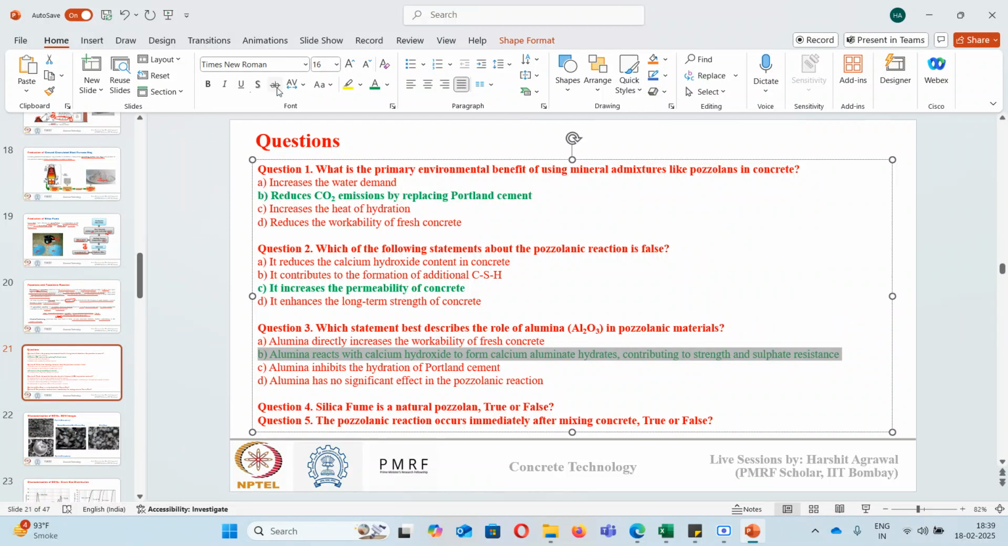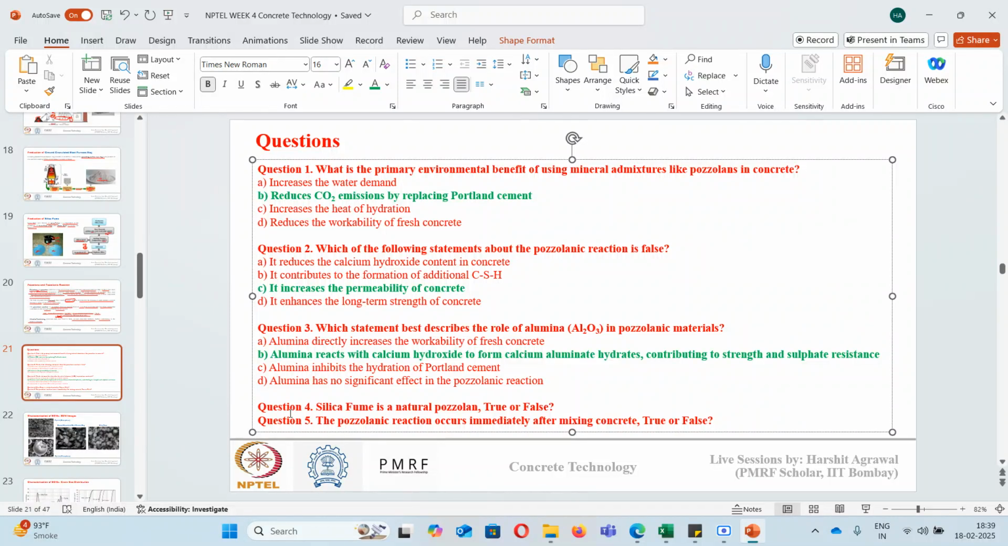We have seen in the previous slide itself that it can also react with calcium hydroxide to form calcium aluminate hydrate, which also contributes to the strength and the sulfate resistance ability of the concrete. So it is not just the reactive silica, it is the reactive alumina also which has a role in the pozzolanic materials.